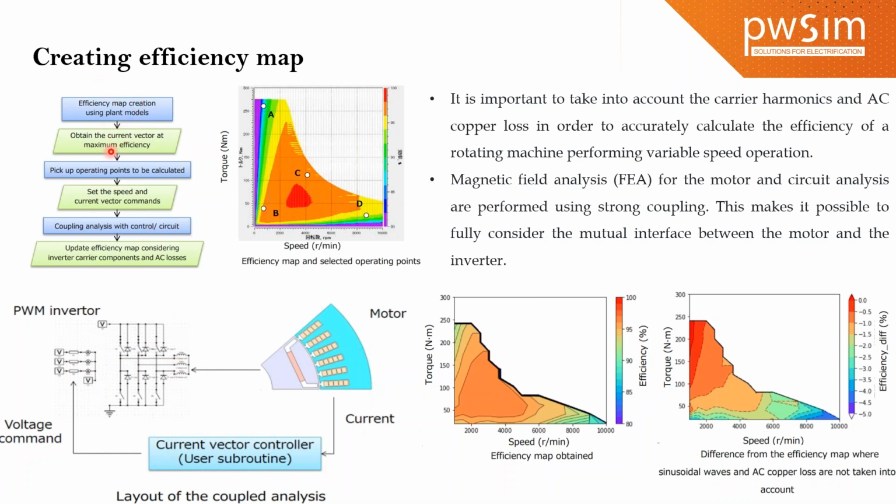we can create an efficiency map using the plant model. Obtain the current vector at maximum efficiency. Pick up operating points to be calculated. Set the speed and current vector command. Coupling analysis with control and circuit. Update the efficiency map considering the inverter carrier components and the AC losses. So this is the procedure for how we update these losses into the efficiency map, accounting for the inverter losses and the harmonics effect as well in the efficiency map.